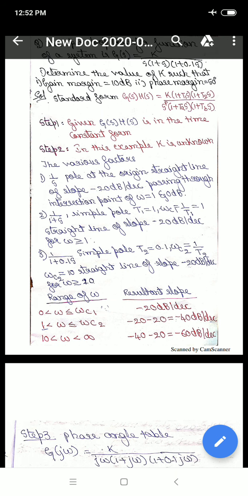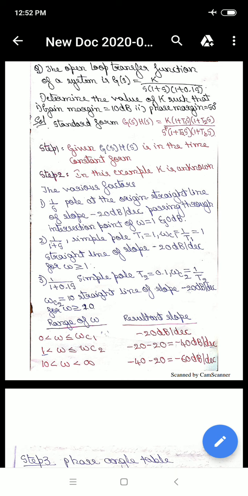This is the time constant form. If the given question is in the time constant form, then there is no need of step 1. Directly write: step 1, given G(s)H(s) is in the time constant form. Next is step 2. In this example, K is unknown. Till now we have solved problems where the K value was given. In this problem they have not given the K value. We need to find it by using gain margin and phase margin.